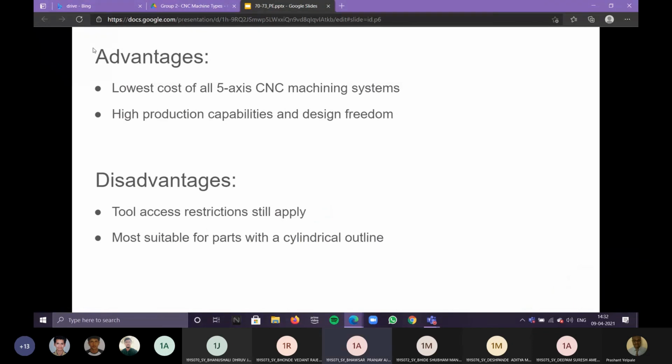The advantages are that it has the lowest cost of all 5-axis CNC machines, it has high production capabilities with ease, and it can do the part of both milling and turning machines. The major disadvantage is that tool access restrictions still apply, that is, it cannot go into every corner of the workpiece. It is more suitable for cylindrical outlines because even though there is a clamping device, it cannot clamp very accurately if there is a square or rectangular surface.